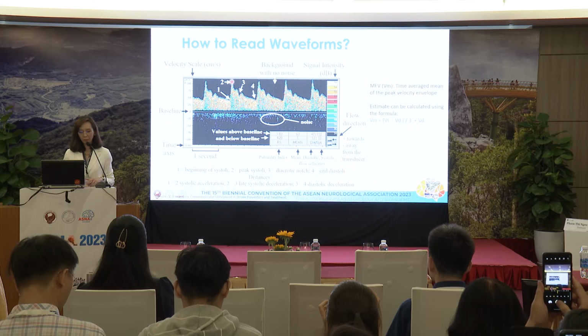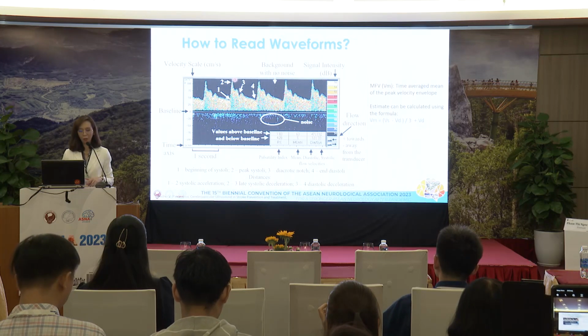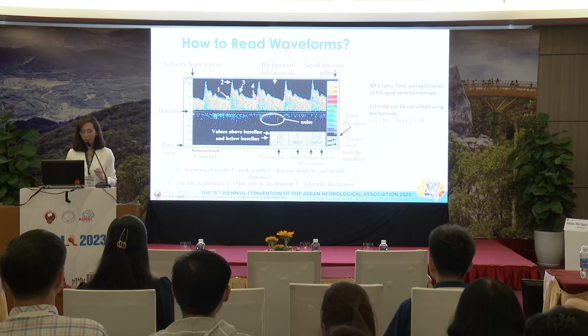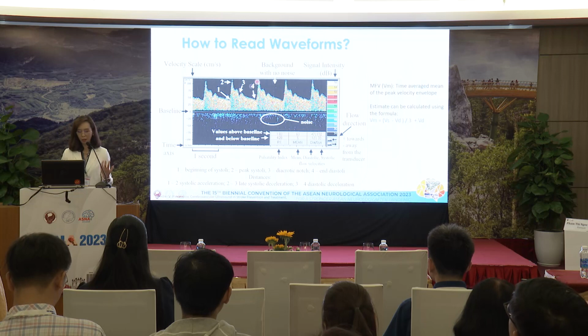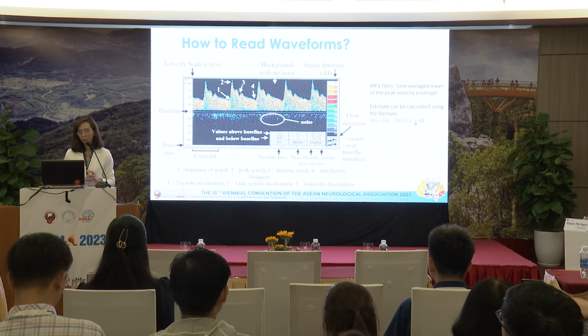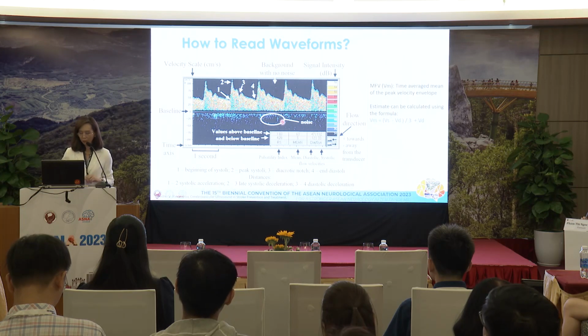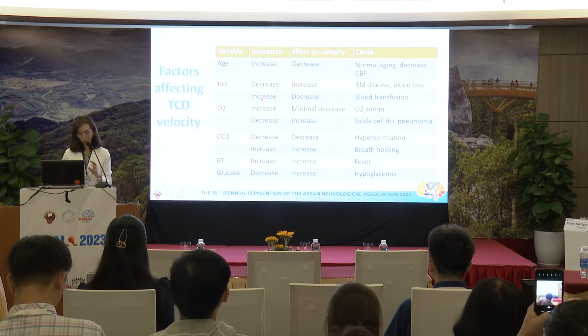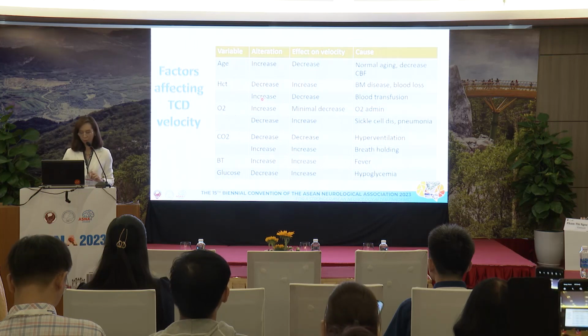So this is going to be peak systolic velocity. You measure the highest velocity of the flow, and the end diastolic is right here. And the machine would calculate the mean flow velocity, which is actually the time average. You can't just combine these two and do some simple calculation, but you can use some equation to calculate it, but it's usually done by the machine. And then there are some factors that would have some effect on the velocity.